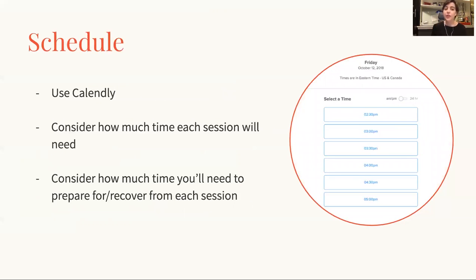Once you have a good set of participants through your screener, you can schedule those sessions. I recommend using Calendly so you can specify when you're available and have participants fill in those slots. In addition to considering how long each session will last, be mindful of how much time you'll need to prep for each session and to recover afterward. Research is hard work, and your brain is going to need some breathing room between those sessions. I would not recommend going back to back to back to back if you can help it at all.